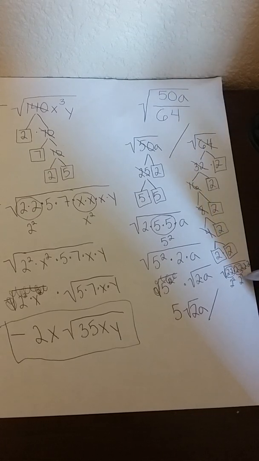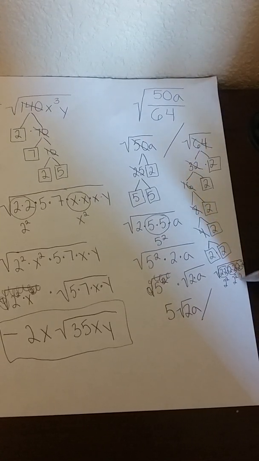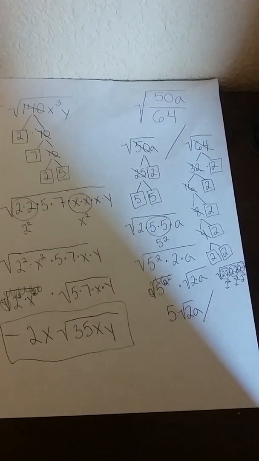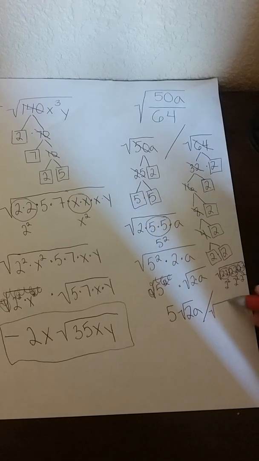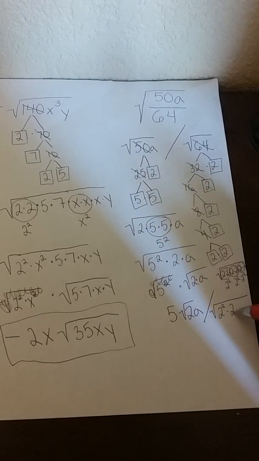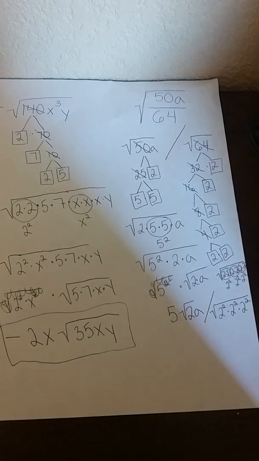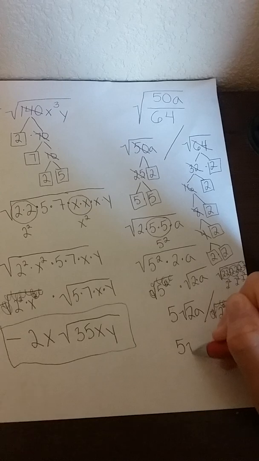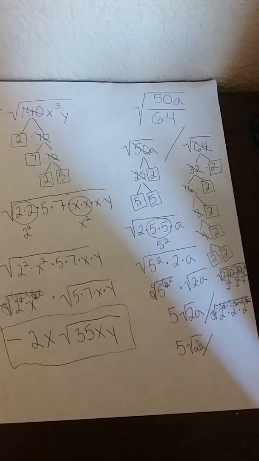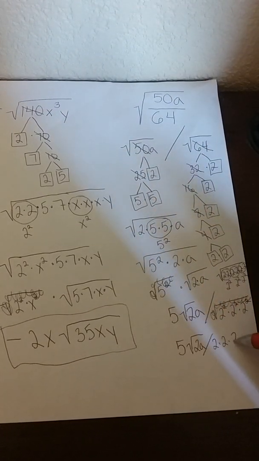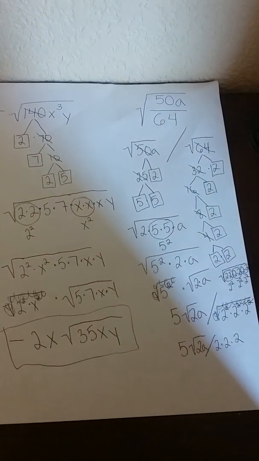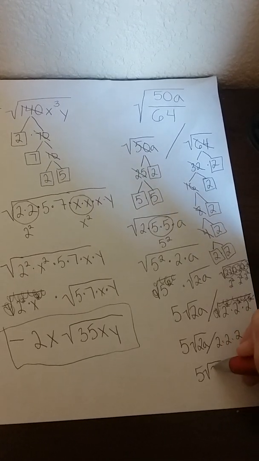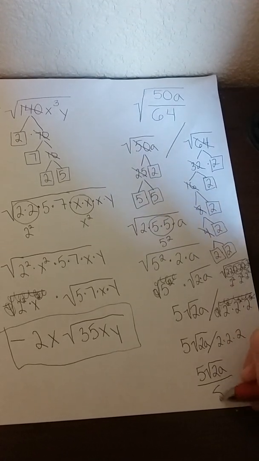These ones make 2 squared. These ones make 2 squared. Remember, we're always looking for squared because that's what undoes square root. So I have the square root of 2 squared times 2 squared times 2 squared. The square root and the squareds will cross off. So at this point, I'm at 5 square root of 2a over 2 times 2 times 2. 2 times 2 is 4, and 4 times 2 is 8. So now I'm at 5 square root of 2a over 8.